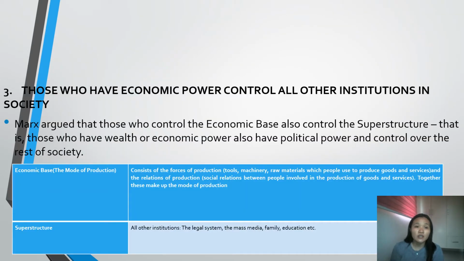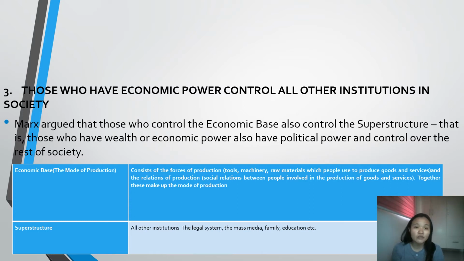So next, those who have economic power control all other institutions in society. Marx argued that those who control the economic base also control the superstructure, that is, those who have wealth or economic power also have political power. Yes, kung sino yung may wealth power, syempre sila din yung mga may political power.